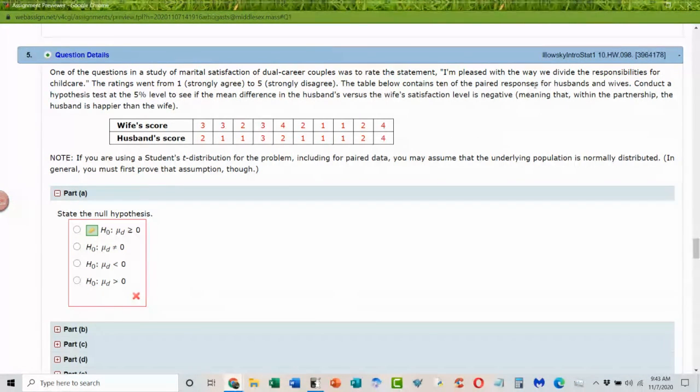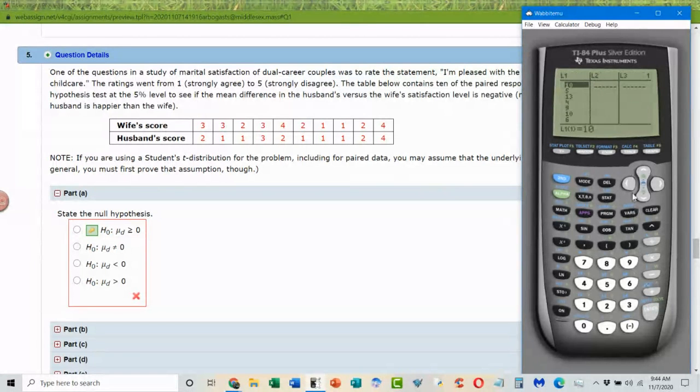It says a table below contains 10 pairs of husbands and wives. Conduct a hypothesis test at the 5% level to see if the mean difference in the husbands versus the wives is negative. So they want to know, if we subtract the wives from the husbands, whether that's going to be a negative value. I'm going to put data in. I'm going to enter data and clear out my lists.